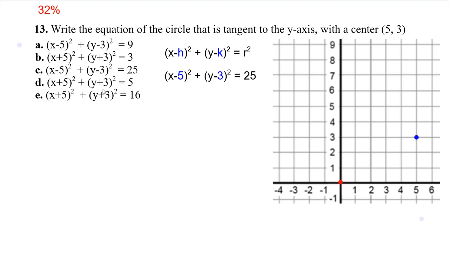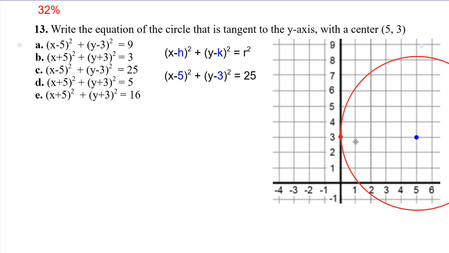All right, on number 13, we're going to write the equation of a circle that's tangent to the y-axis with a center at 5, 3. So centered at 5, 3, you might graph these out as you go. Tangent to the y-axis. Well, the y-axis is the vertical one going up and down, so it's going to go through this point right here and only intersects the y-axis once. So our circle would look something along the lines of that, centered here and tangent to the y-axis.